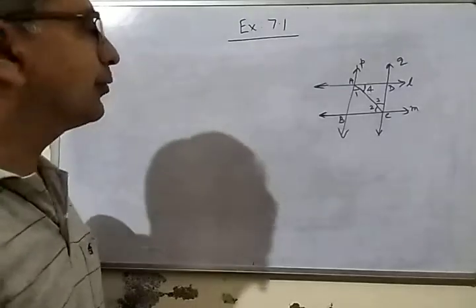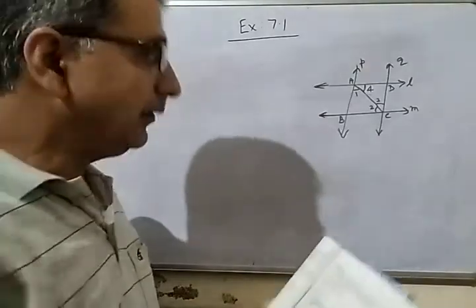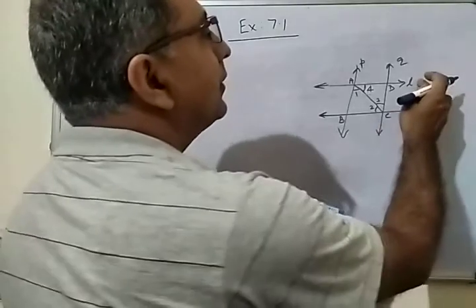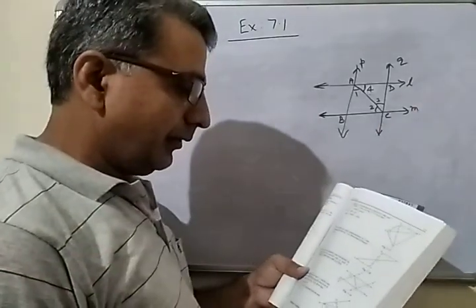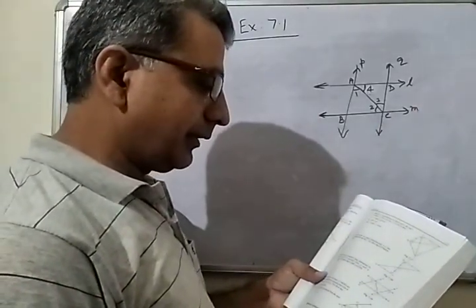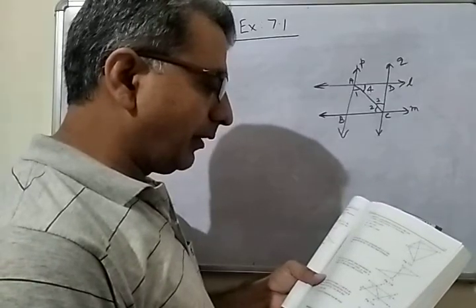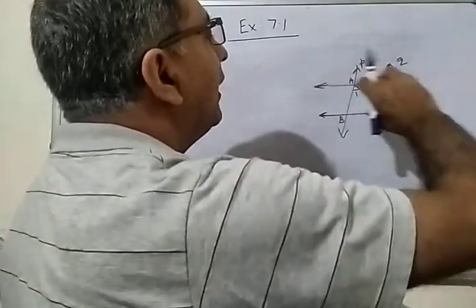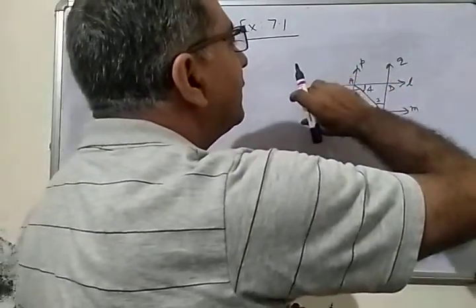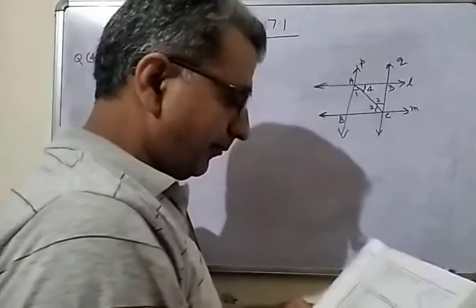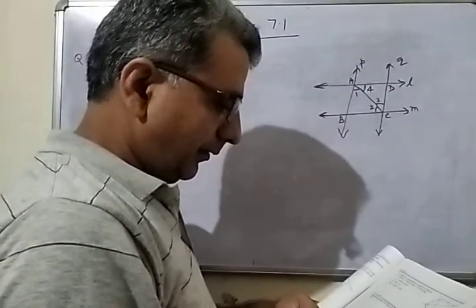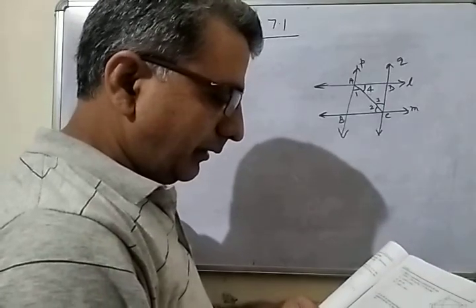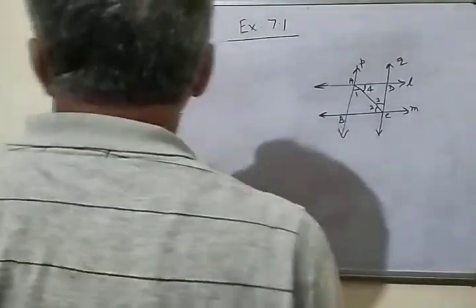Students, see question number 4. Here is the figure. L and M are two parallel lines, intersected by another pair of parallel lines P and Q. These are parallel lines intersecting the pair of parallel lines L and M. Then prove that triangle ABC is congruent to triangle CDA.